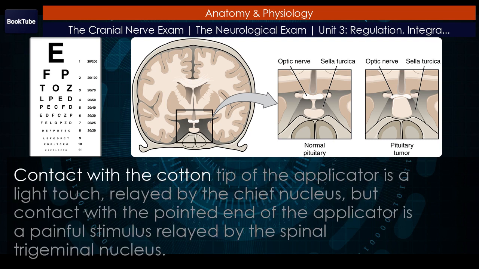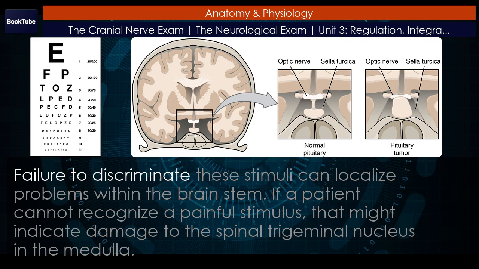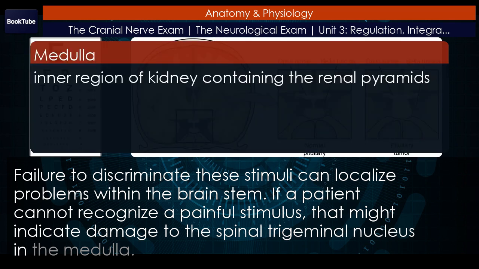Contact with the cotton tip of the applicator is a light touch, relayed by the chief nucleus. But contact with the pointed end of the applicator is a painful stimulus relayed by the spinal trigeminal nucleus. Failure to discriminate these stimuli can localize problems within the brainstem. If a patient cannot recognize a painful stimulus, that might indicate damage to the spinal trigeminal nucleus in the medulla.